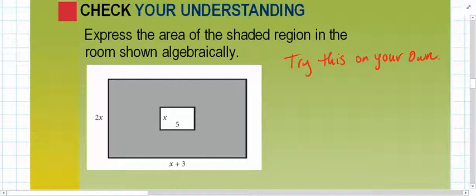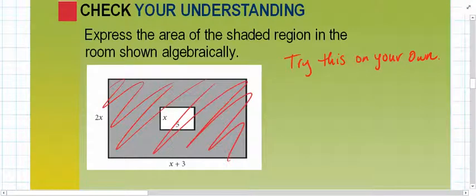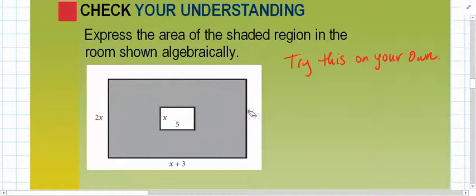We basically have an area in this gray region in total. We've got the area of this unshaded region in the center. So we'd like to find out what the area of the shaded region is without considering the area of this unshaded region in the center. So see if you can come up with an expression algebraically to represent that area.